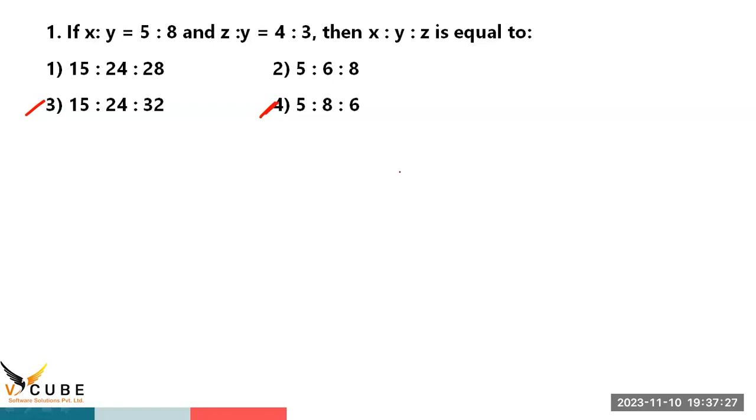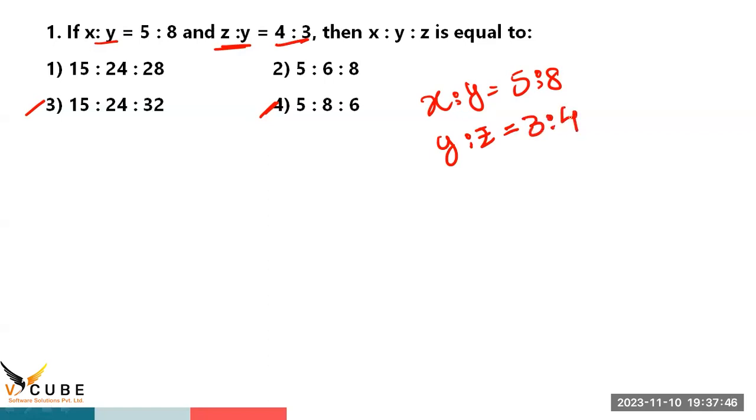Somebody is saying option 4. Okay, let me check, guys, no problem. The given information: x is to y is equal to 5:8. Next, look here: z is to y is given, but we need y is to z. So we also have to write this in reverse, 3:4. Many people just write it in the flow like this: 5:8, 4:3.